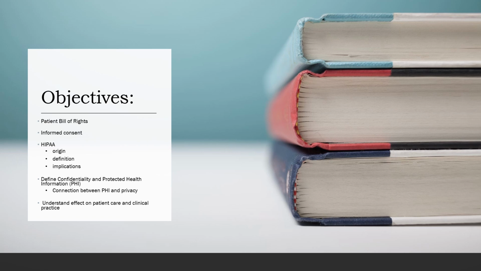Objectives. I'm going to provide some information about the Patient Bill of Rights and informed consent, but most of this presentation will be primarily focused on HIPAA. HIPAA encompasses 5 different titles that affect patient information. However, healthcare professionals are most familiar with the HIPAA title that focuses on protection of the privacy and security of the patient's medical records.